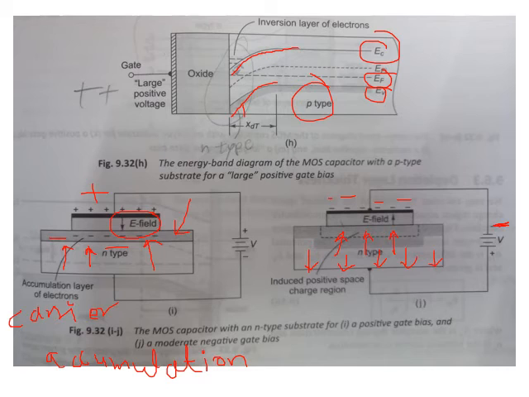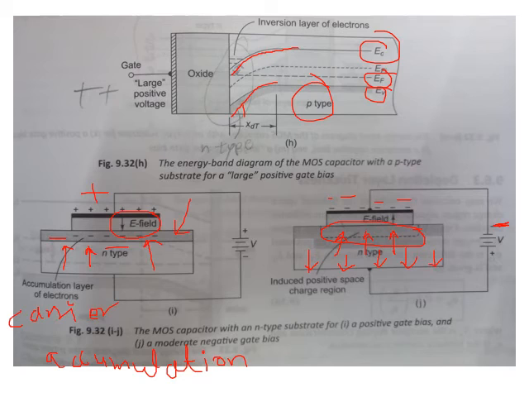Correct. Minority carriers, which are holes, will be attracted. Correct. Now this phenomenon where holes are being attracted here is called inversion. Why is it called inversion?